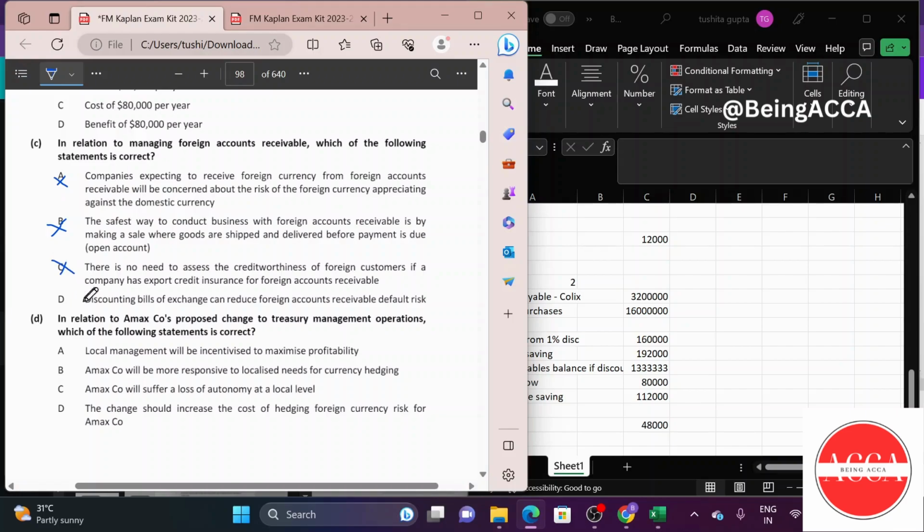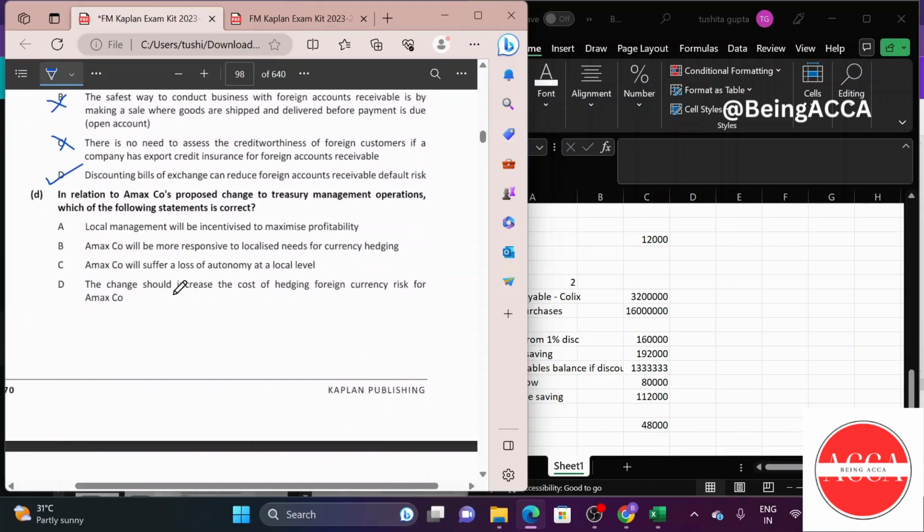Moving to the last one, discounting bills of exchange can reduce foreign accounts receivable default risk. Now this is correct, because discounting these bills of exchange will help you reduce the FAR default risk, because the level of investment in FAR is decreased. So yes, this is the right statement.